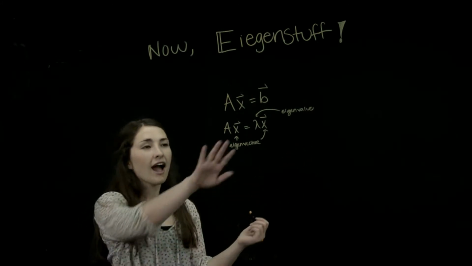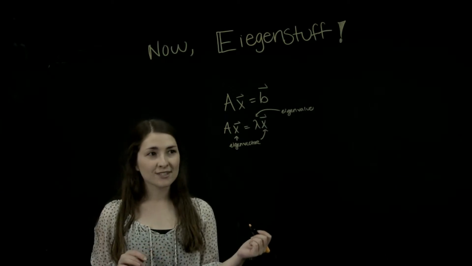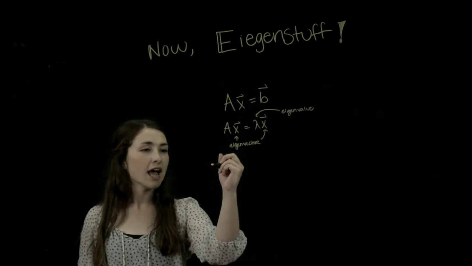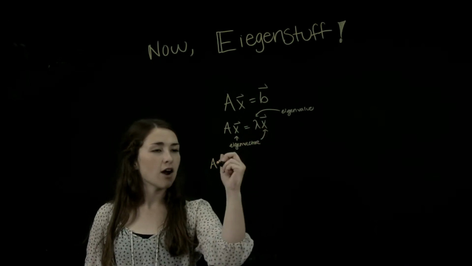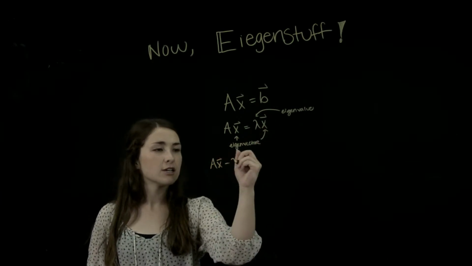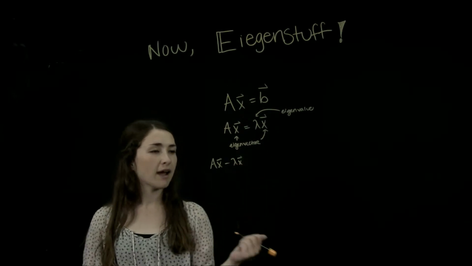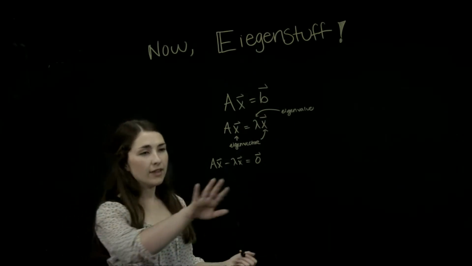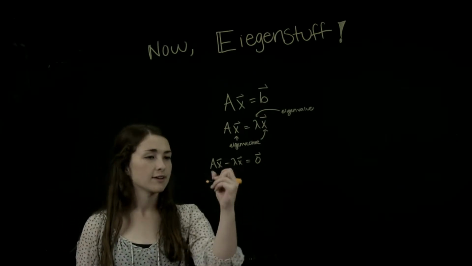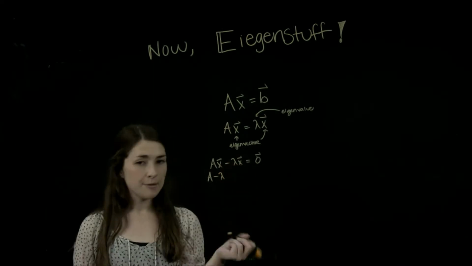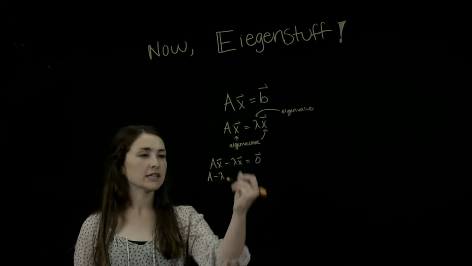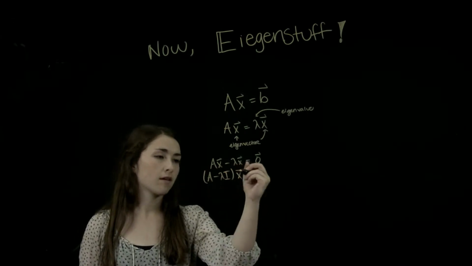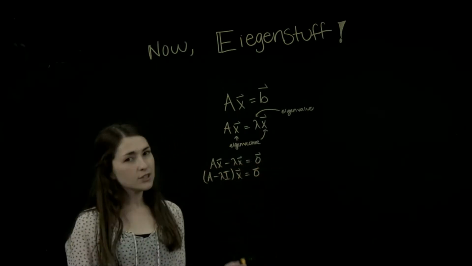Now let's look at what kinds of x vectors we can pull out that are going to have this property. What we can do is subtract our right-hand side from both sides. So we'll have A times the x vector minus lambda times the x vector equal to the 0 vector. Then we can factor out our x vector. So we'll have A minus lambda, but we can't subtract a scalar from a matrix, so we're going to multiply I by lambda. Then we'll have this new equation.